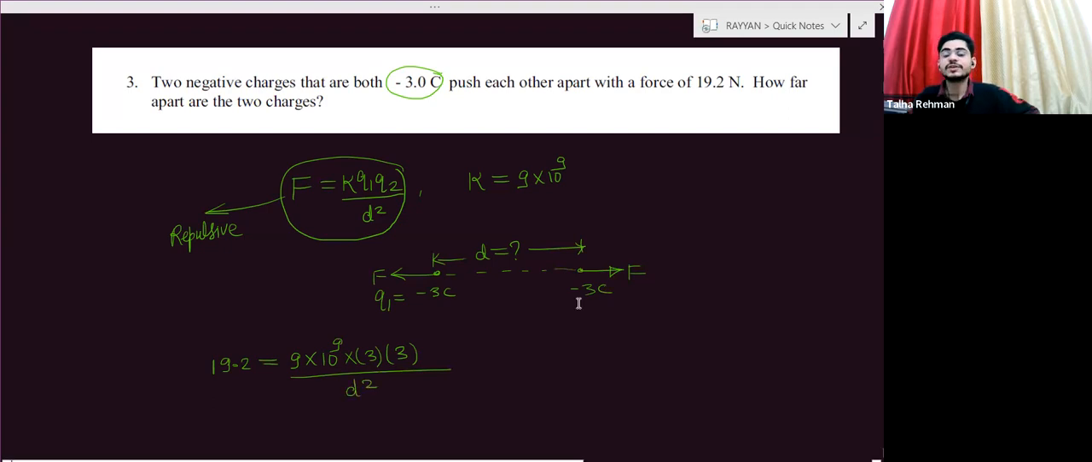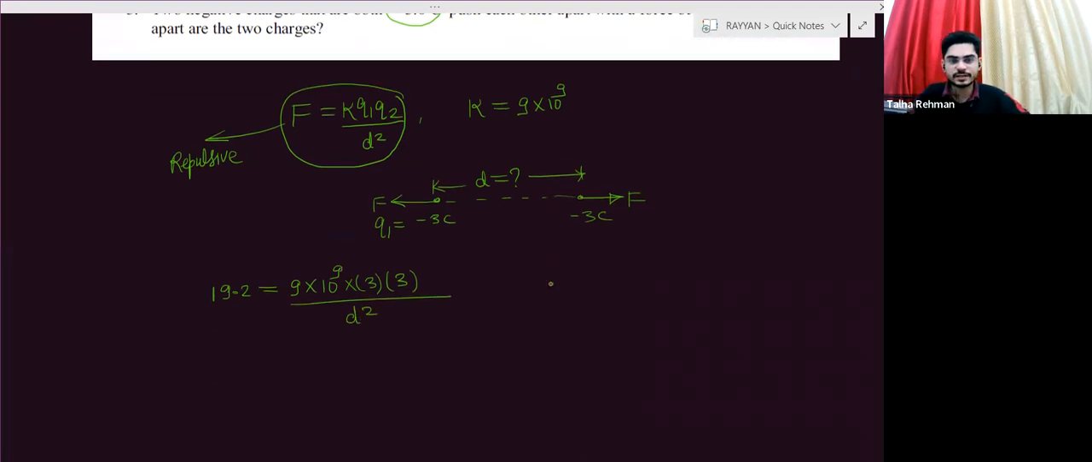This distance we have to find. So I can write d square is equal to 3 3 is a 9. See how I am doing the calculation. 3 3 is a 9 and 9 9 is a 81. So this will become 81 into 10 to the power 9, and this is divided by 19.2.